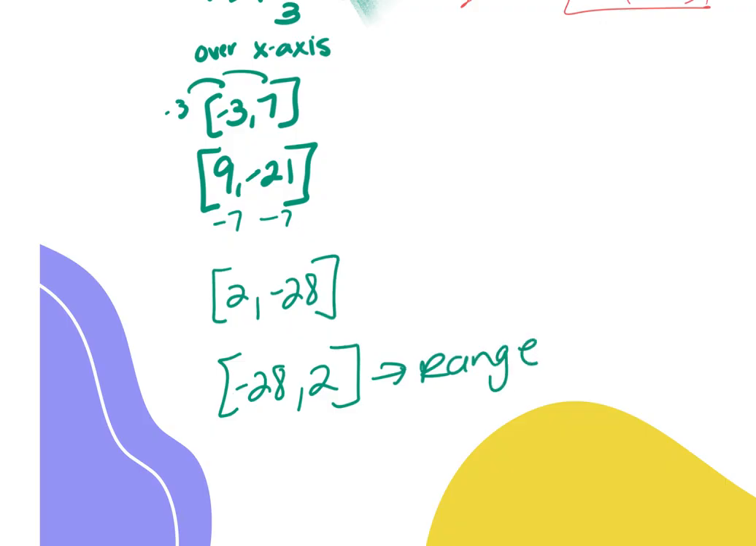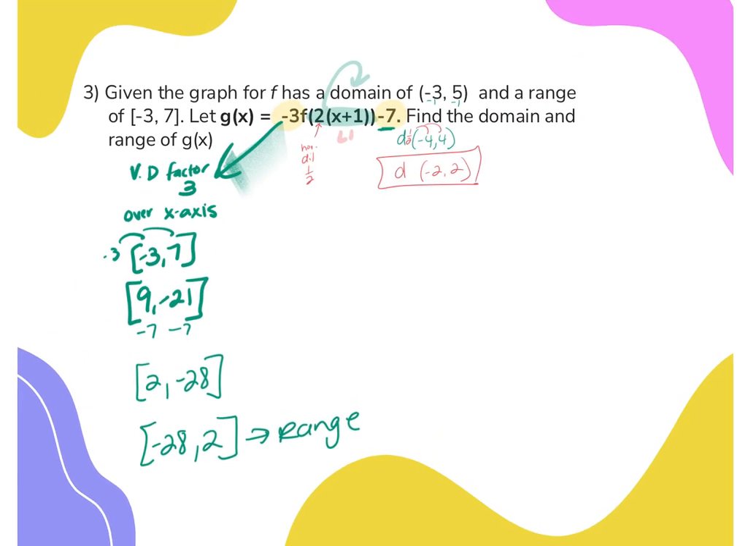Okay, remember, do inside out, and it will help you out. Inside means left, right, then multiply by what's on the front, then add or subtract what's on the outside. Work your way in and out.